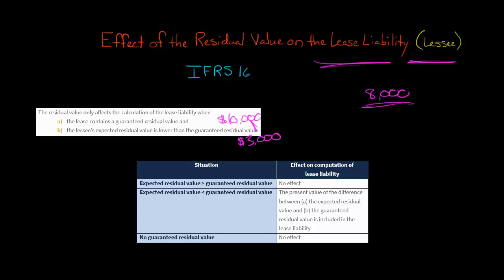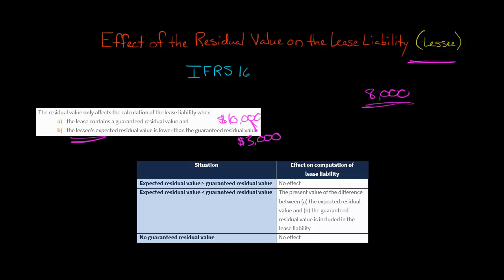Remember, the lease liability is basically the present value of all the expected lease payments. So there'd be a $7,000 shortfall, and basically the lessee is saying, hey, look, when the lease term is up, I'm going to have to give that lessor 7 grand to make up for the fact that I guaranteed 10, but it only came in at 3.